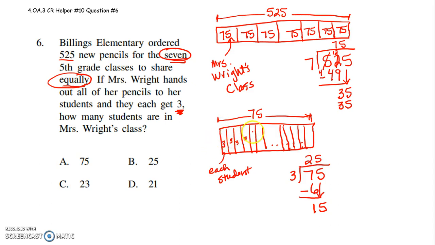1, 2, 3, 4, 5, 6, 7, 8, 9, 10, 11, 12, 13, 14, 15, 16, 17, 18, 19. I need 25 boxes. I'm not going to draw them all out. But it would mean there would be 25 boxes, and each box has 3 pencils. Each box represents a student, and then we're up to our 75 pencils. So she must have 25 students in her class. I hope that helps.